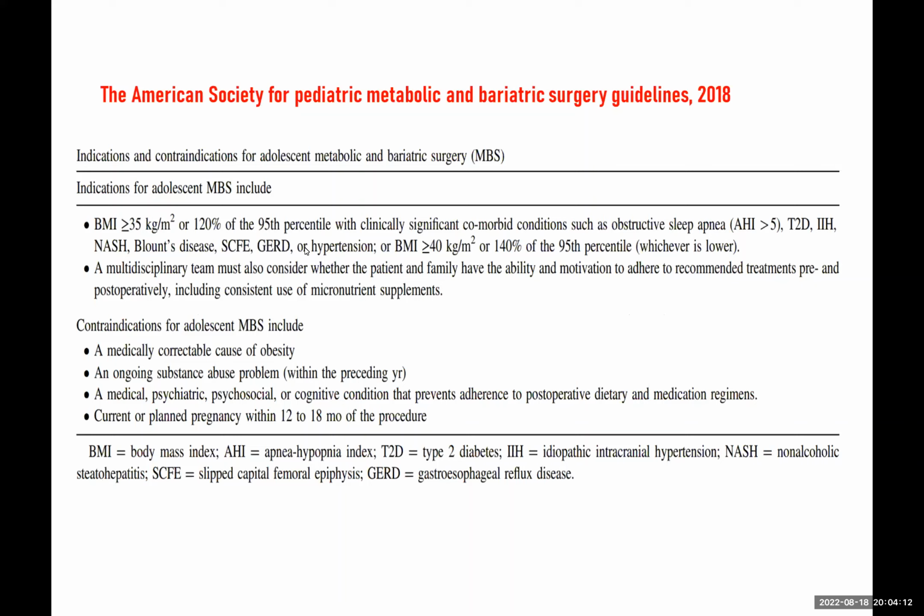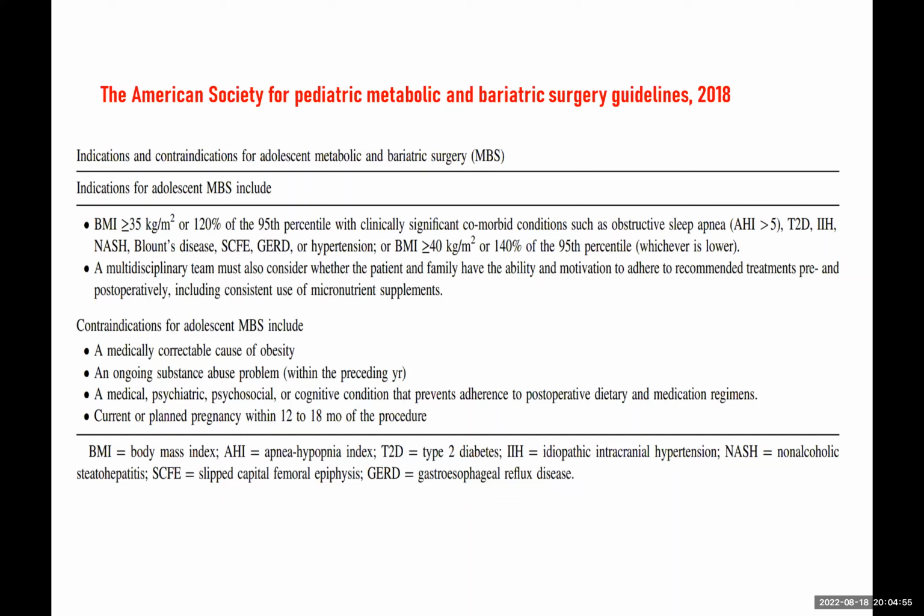Indication for adolescents includes if the adolescent's body mass index is 35 kg per meter square or 120% of the 95th percentile with clinically significant comorbidity such as obstructive sleep apnea, type 2 diabetes, or liver issues, or the child has a body mass index of 40 or more kg per meter square. Again, this is another indication for bariatric surgery. So if the child has these criteria, and you tried lifestyle modification and medication with no improvement, you can offer them bariatric surgery.